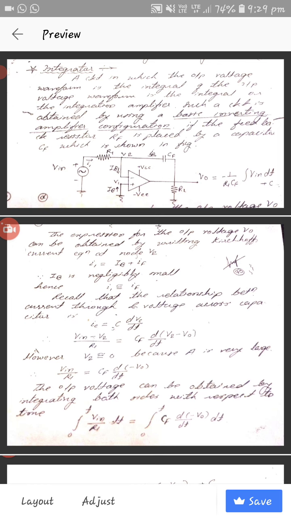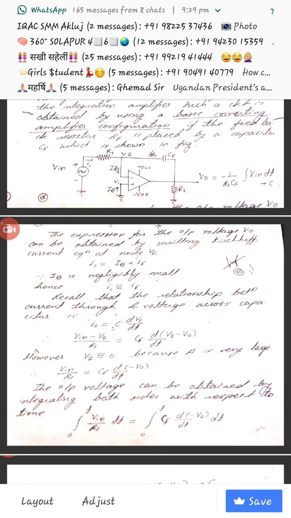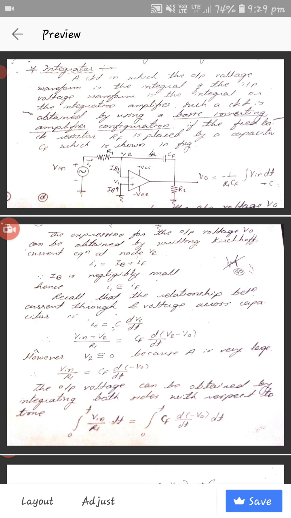If the feedback resistor RF is replaced by a capacitor CF, feedback means the output is connected to the input through the resistor, and this resistor is called the feedback resistor. So in this integrator circuit, the feedback resistor is replaced by a capacitor, that is, the feedback capacitor CF.